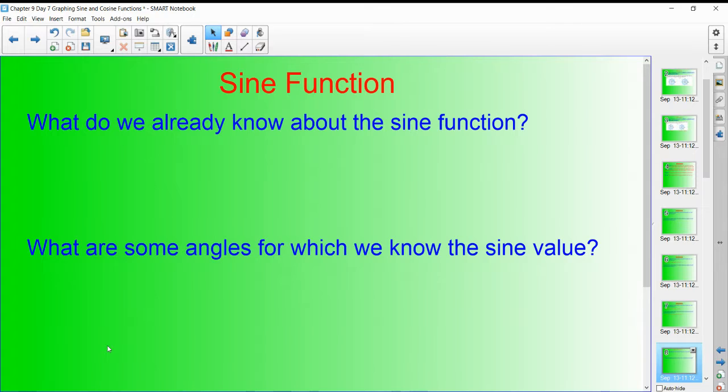Now we've got to do some more exploring. What do we already know about the sine function? What do you know about sine? And what are some of the angles that you know the sine value of? Think about it. Write some down from your unit circle. Make connections. What do you know about the sine function? Take a few seconds. Pause the video if you'd like.